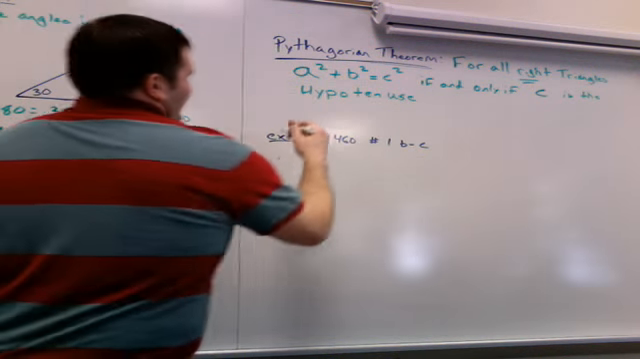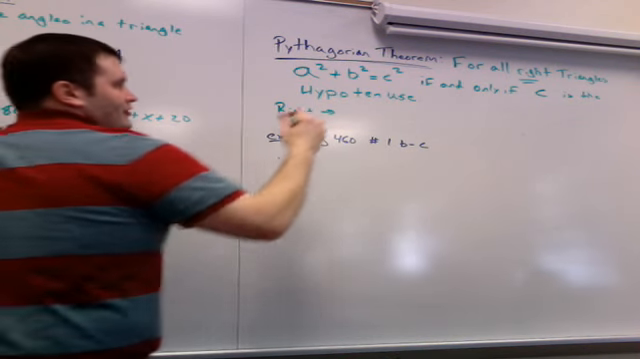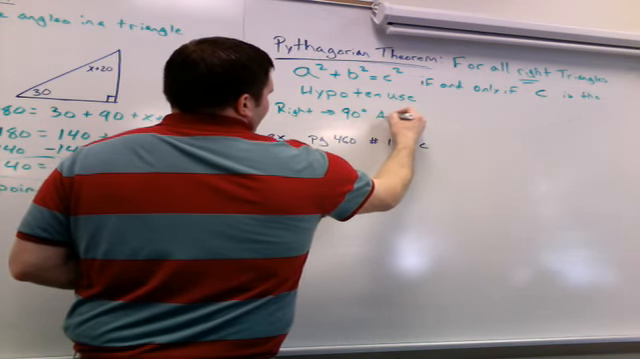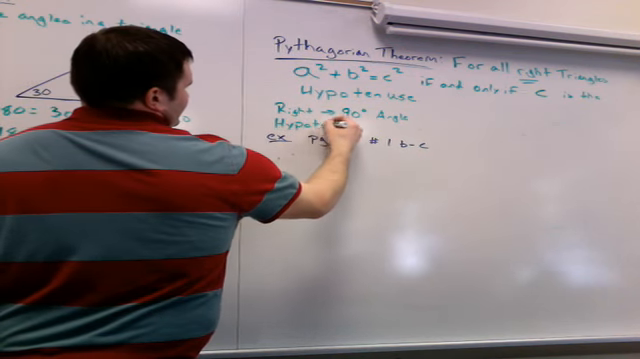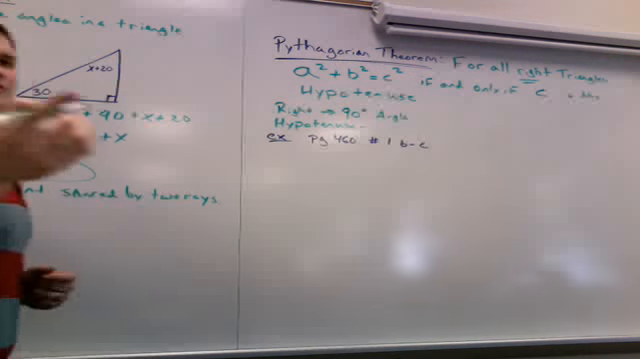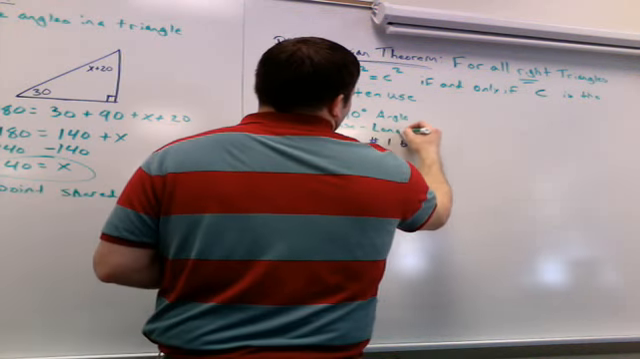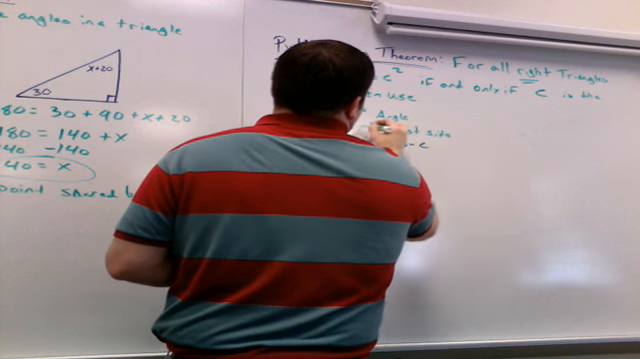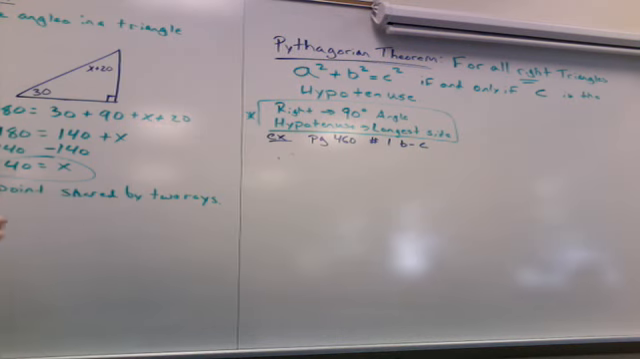So, remember, right means we have what kind of angle? 90-degree angle, right? Right means you have a 90-degree angle. And hypotenuse is the what? Opposite of the right angle is the longest side. Good. So put that in a box. That's kind of your key to the theorem. For all right triangles, a squared plus b squared equals c squared, if and only if c is the hypotenuse.